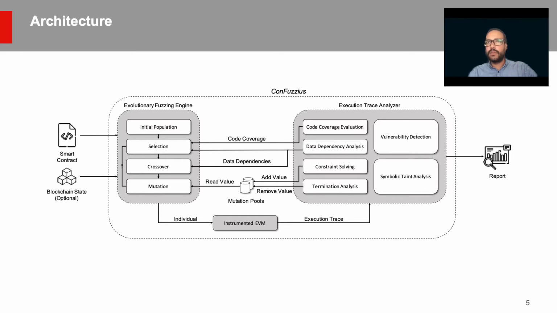The execution trace is afterwards analyzed by the execution trace analyzer in order to generate new inputs, measure code coverage, detect bugs, and perform data dependency analysis. This creates a feedback loop, and the entire process is repeated until a termination condition is met. At the end, ConFuzzius produces a report containing statistics such as code coverage and which individuals triggered which bugs.